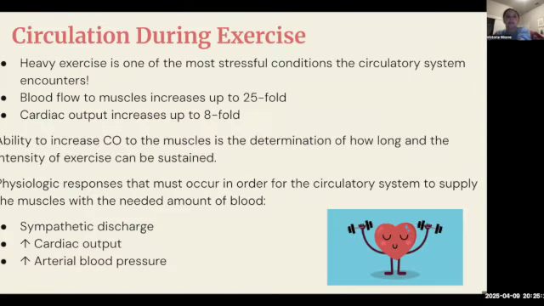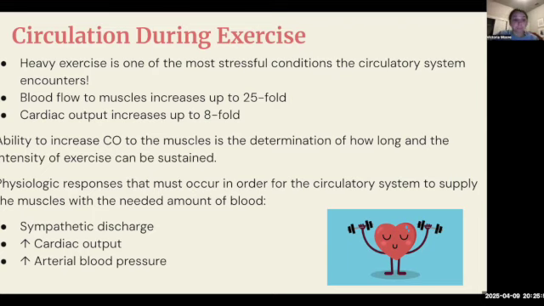Alrighty, next up is your circulation during exercise. So heavy exercise is one of the most stressful conditions that the circulatory system encounters. So basically what's happening is that your blood flow to the muscles that are working to keep you going will increase as much as 25 times compared to resting levels. And also the cardiac output, the amount of blood your heart will pump, will increase 8 times.